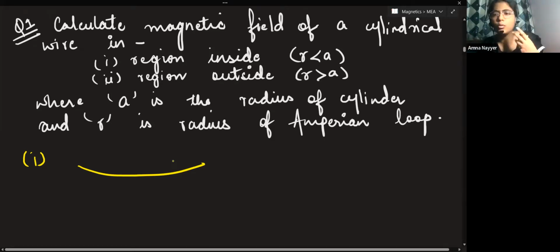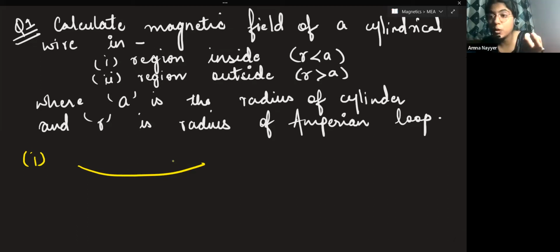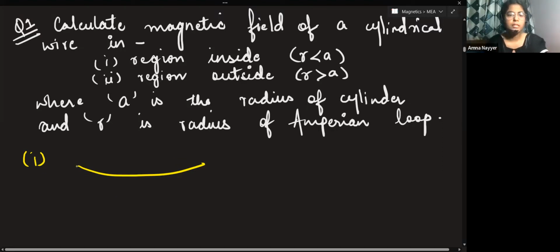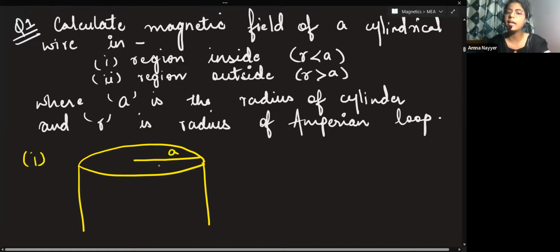It's just that we have to calculate I enclosed and see the radius of both the Amperian loop as well as the wire. So I'm just drawing the diameter broadly. Otherwise, a cylindrical wire means your normal simple wires of your earphones or any device. All right, so let's say this is the wire, and the radius of this wire is A.